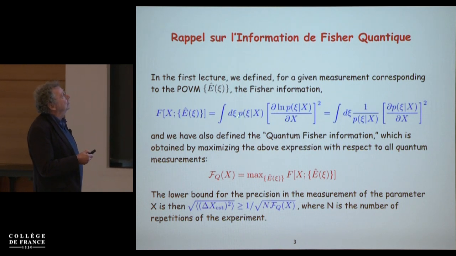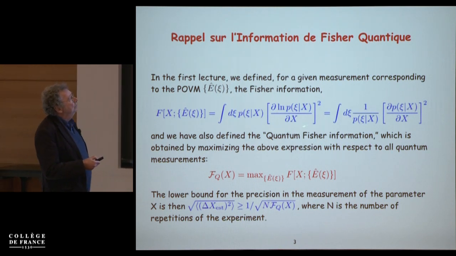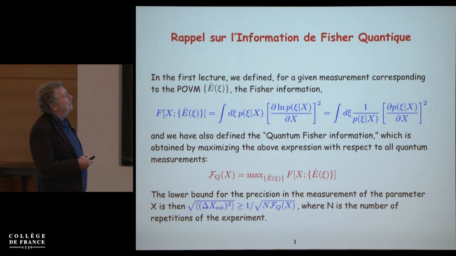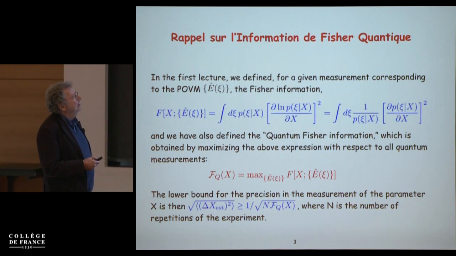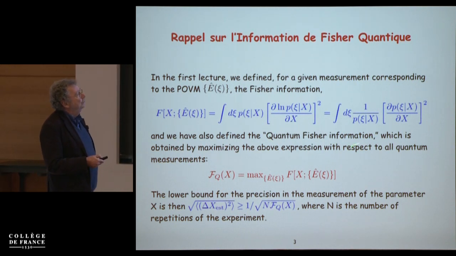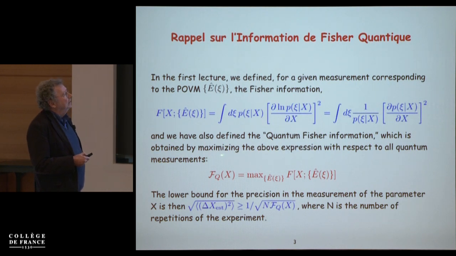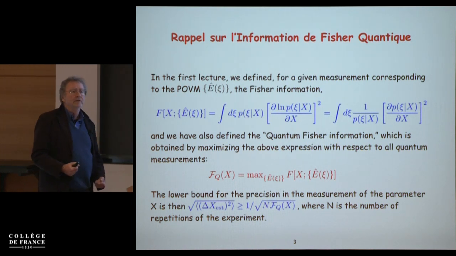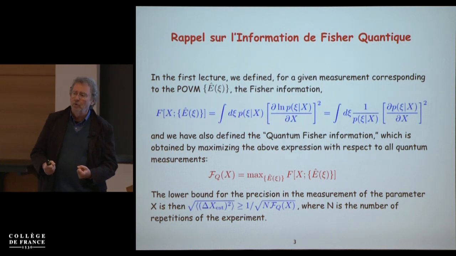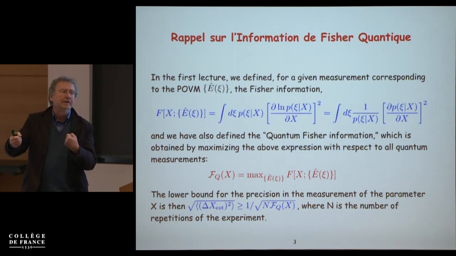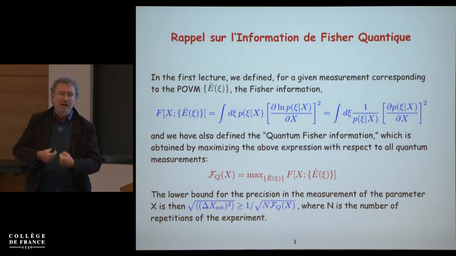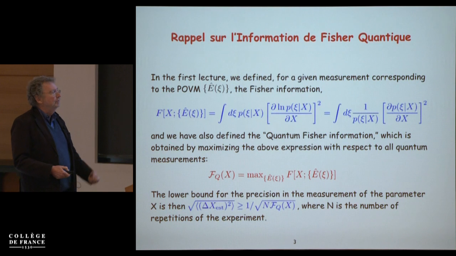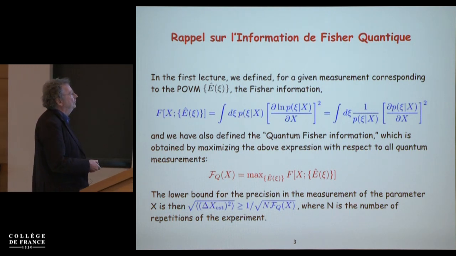We showed in the first lecture that the Fisher information was defined by this expression here, or equivalently by this expression here. We have also defined in the second lecture the quantum Fisher information, which is given by the maximum of the Fisher information over all possible measurements made on the probe state. And I remind you that the probe depends on the parameter we want to estimate. It interacts, say, with a dynamical system, and then we measure the probe afterwards. So that's the quantum Fisher information.